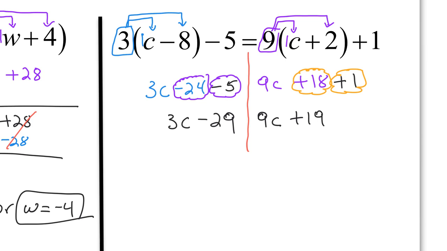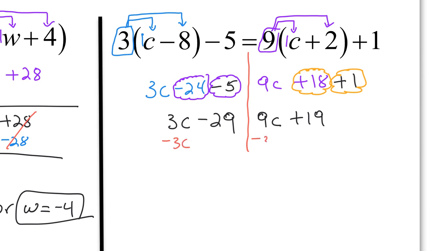So we are not done with step number 1 yet because we still have a variable on the left side and the right side. So the smallest coefficient with the variable is the 3c. So that's what I want. I want to get the variables on the same side. So I'm going to subtract 3c, which is the opposite of positive 3c.